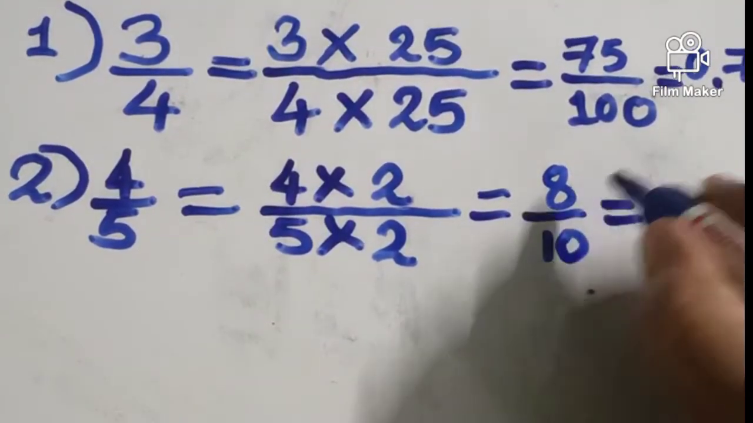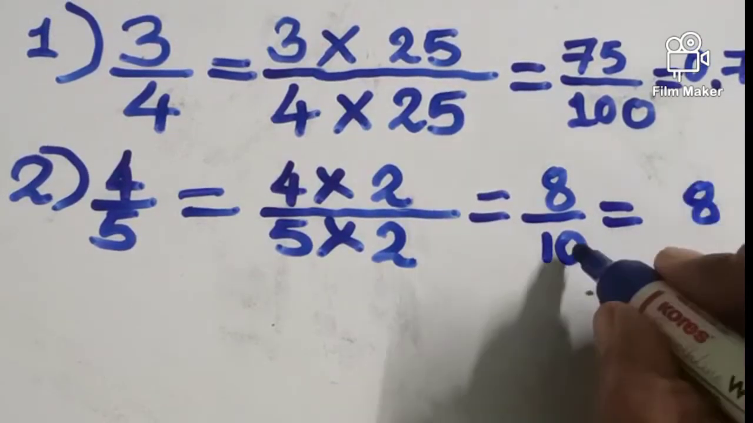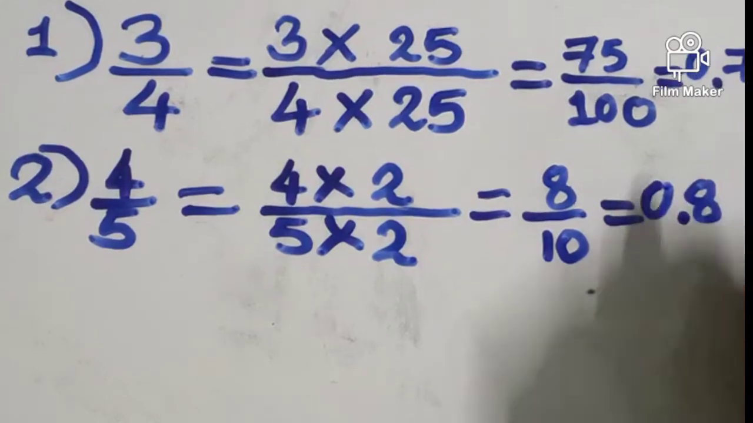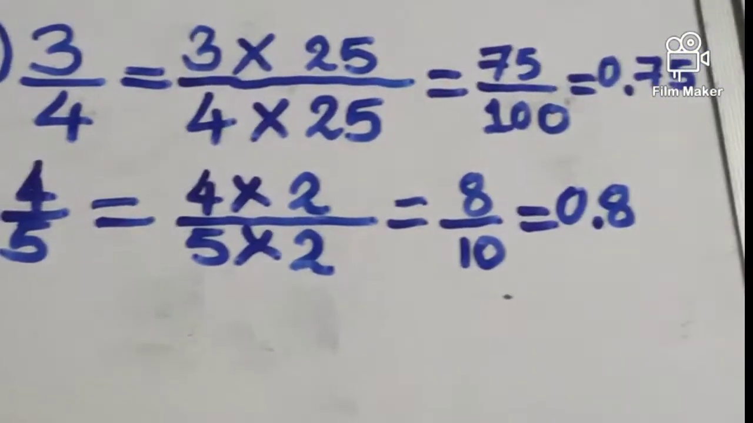What we'll do here? We'll write the number as it is. Put the point after one digit from the right. So the answer is 0.8.